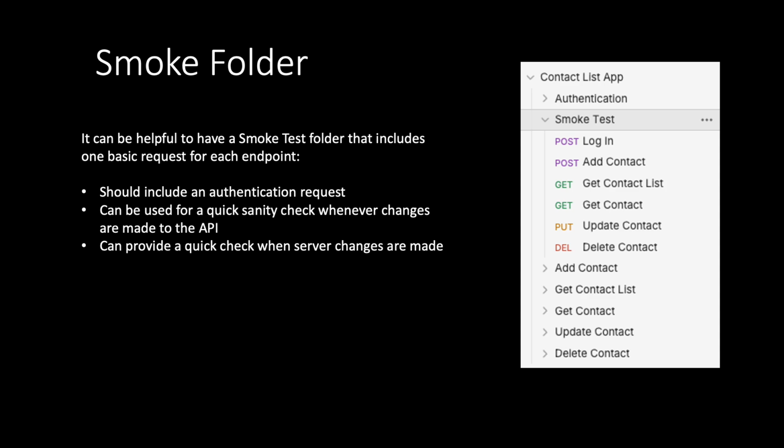It can also be helpful to have a smoke test folder that includes one basic request for each endpoint. So it should include an authentication request and then one request for each endpoint. This can be used for a quick sanity check whenever changes are made to the API, or can provide a quick check whenever server changes are made.